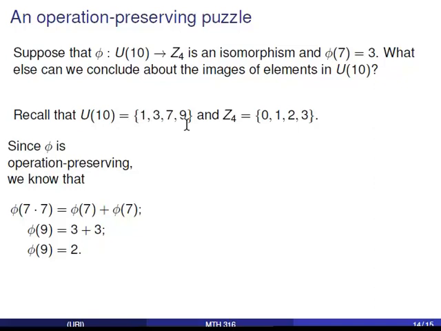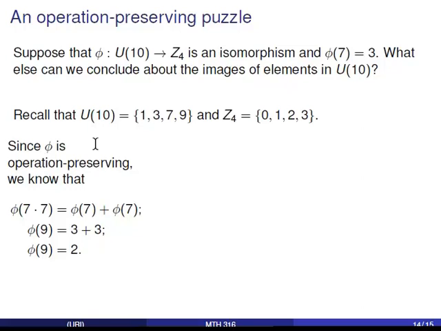Z4 is the group of integers under addition mod 4, the integers 0, 1, 2, and 3. We're told that phi of 7 is equal to 3, so 7 maps to 3, but we're not told what 1 or 3 or 9 map to, and we want to see if we can figure that out. Now, we're told very little about phi, just that it's an isomorphism and that phi of 7 is equal to 3, but that is enough to get us started.